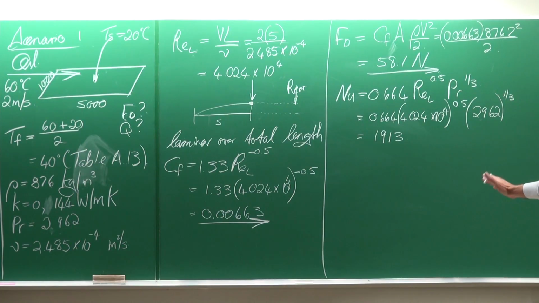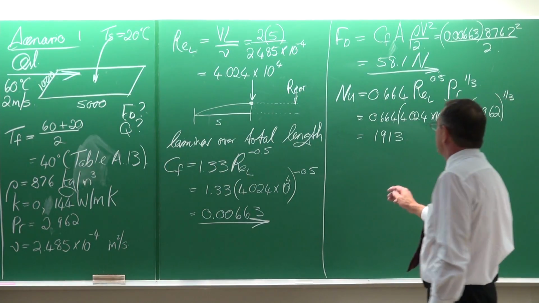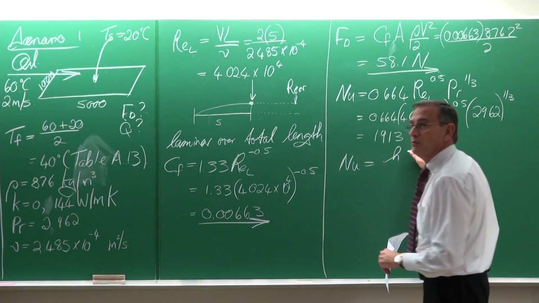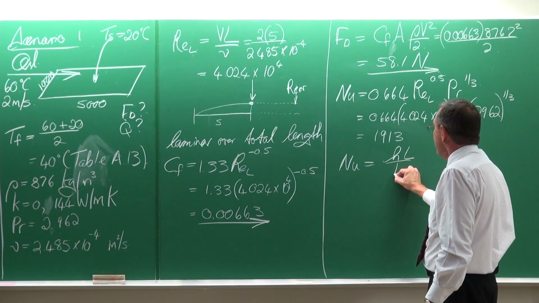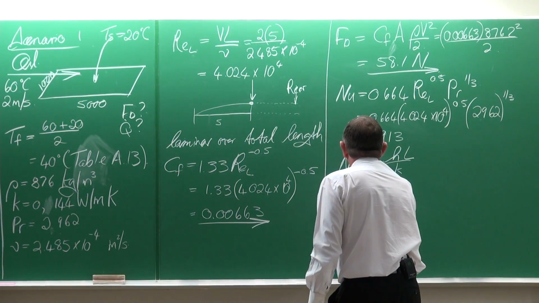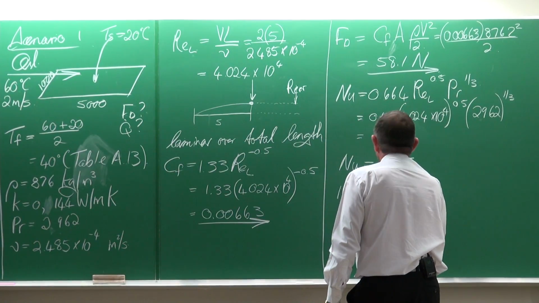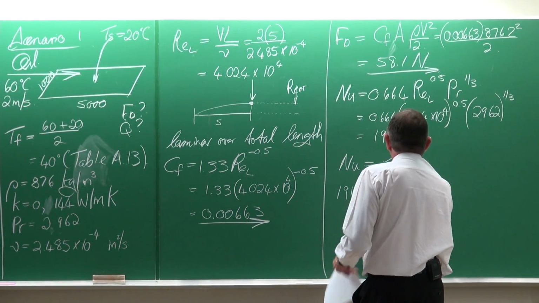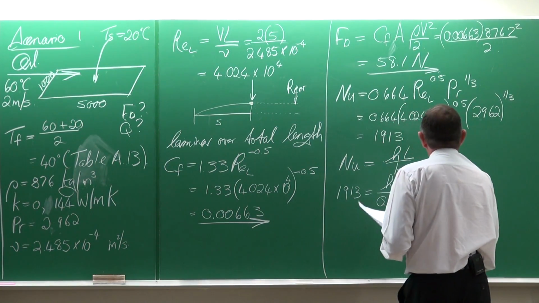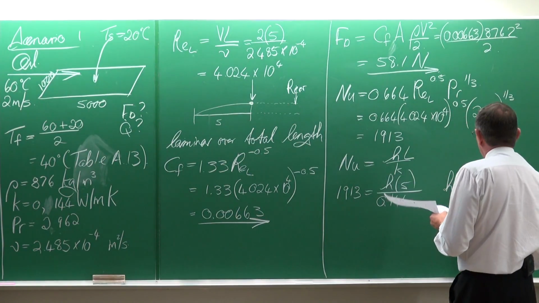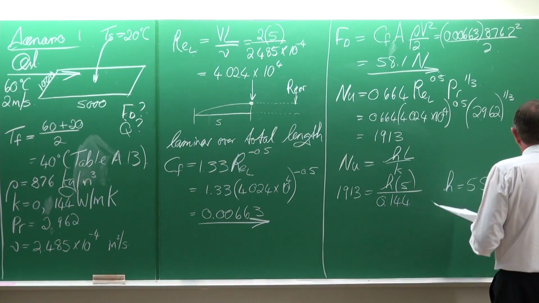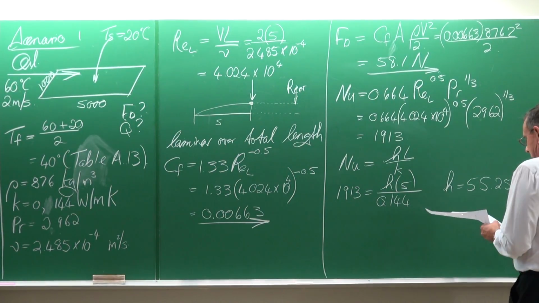Am I going too fast, or are you with me? You're fine. Okay, the Nusselt number is equal to the heat transfer coefficient multiplied by characteristic length divided by K. The Nusselt number is equal to 1913, which is equal to the heat transfer coefficient multiplied by the length divided by the thermal conductivity, 0.144, and that gives us a heat transfer coefficient of 55.25 watts per square meter degree Celsius.